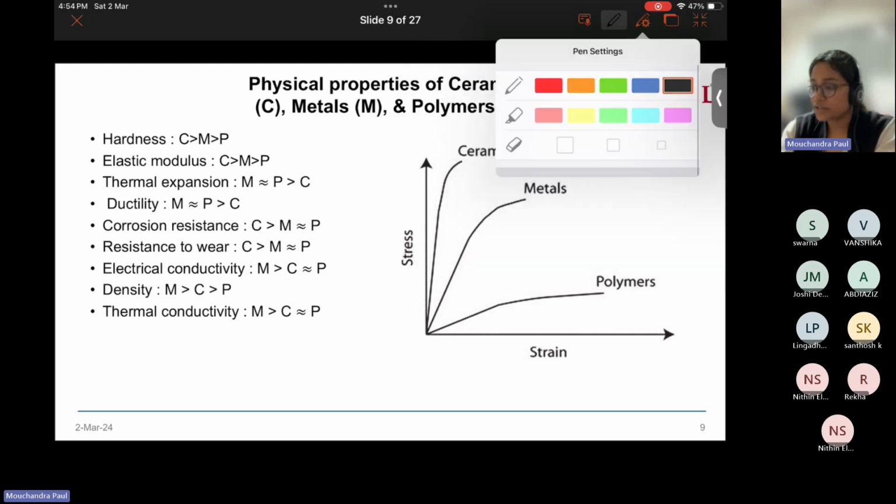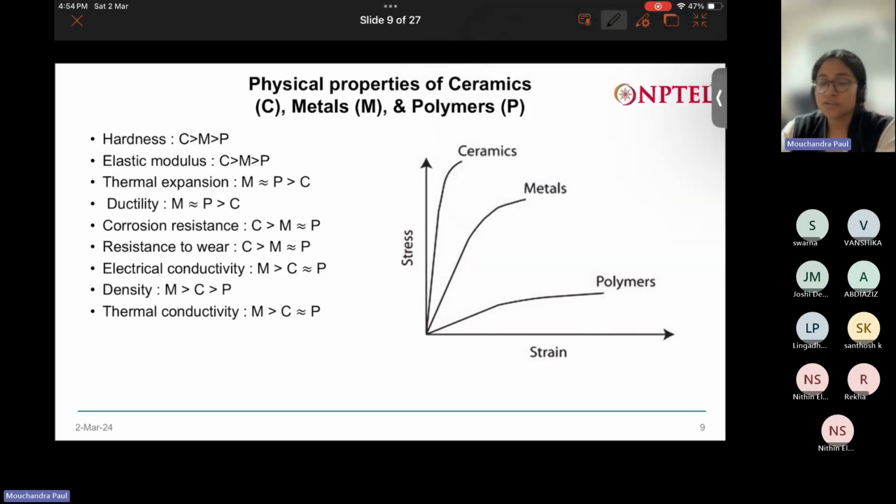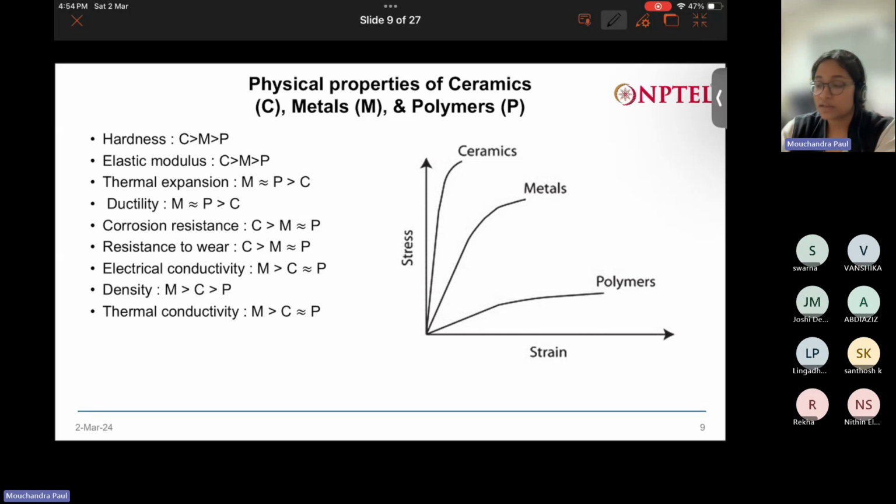In this, I'm actually showing the stress and strain diagram of metal, ceramic, and polymers. If you see the curve for ceramic, the elastic region is where the stress is proportional to strain. If you observe this region's slope, that is your elastic modulus. That is much higher in comparison to metal, where the elastic region is only up till here, and the slope is this.